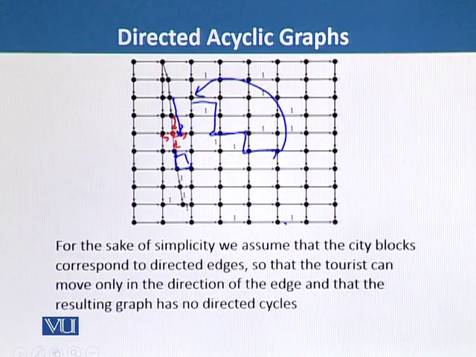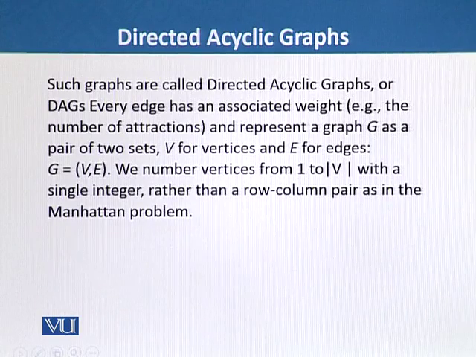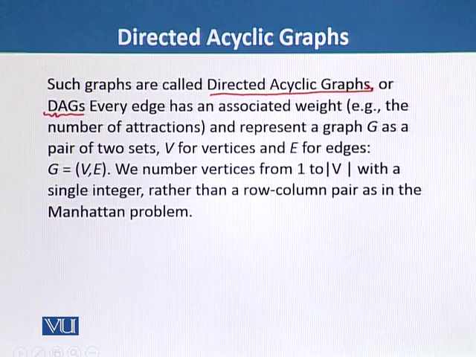So by using this technique, the tourist will visit one attraction only once in this path. Such graphs are called directed acyclic graphs, or DAGs for short. In these DAGs, every edge has an associated weight. As we have seen earlier, the weight means the number of attractions present on that edge, and we represent a graph G as a pair of two sets, V for vertices and E for edges.